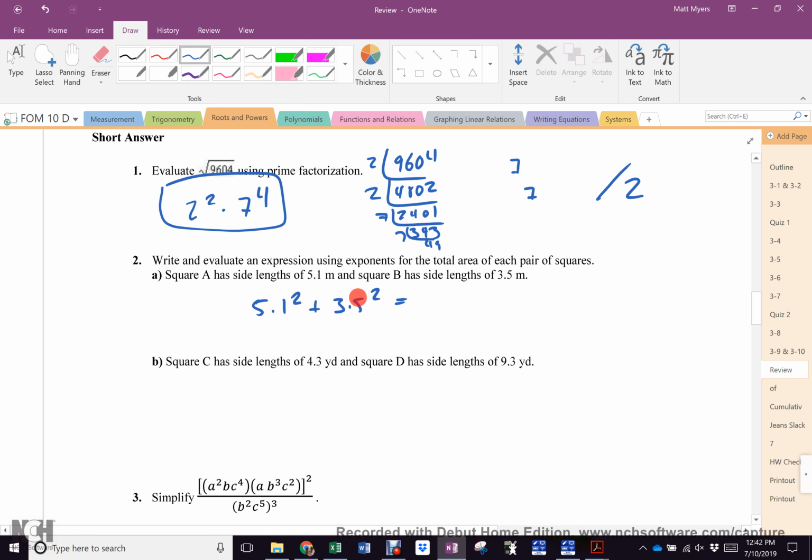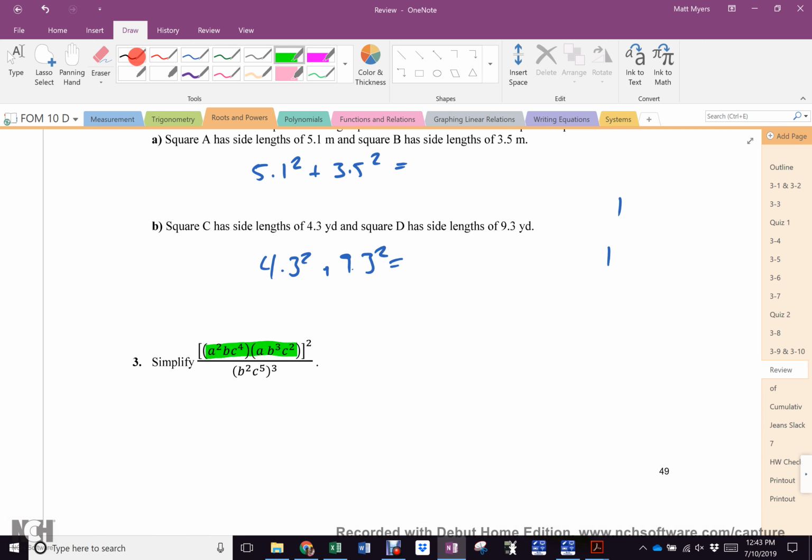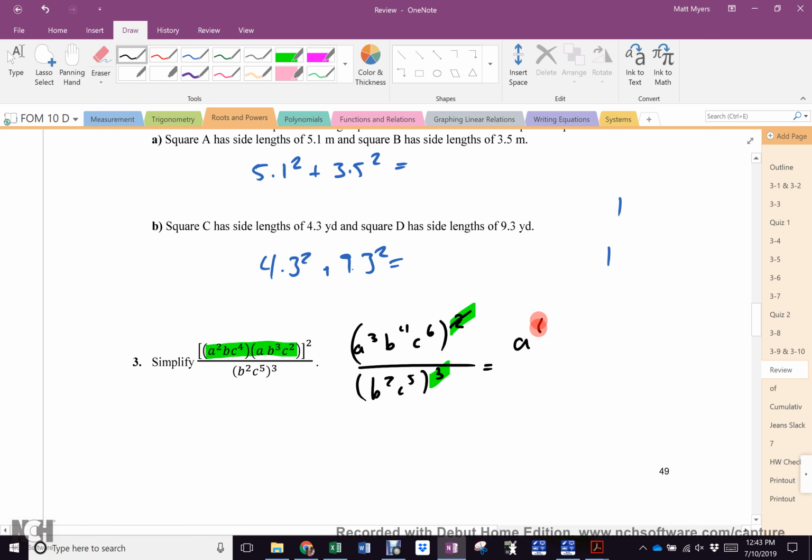Simplify, lots of ways you could do it, but I, of course, like to take care of inside the brackets first. So that is a to the 3rd, b to the 4th, c to the 6th, all squared over b squared, c to the 5th cubed. Then I take care of the outside exponents. So that got me a to the 6th, b to the 8th, c to the 12th over b to the 6th, c to the 15th.